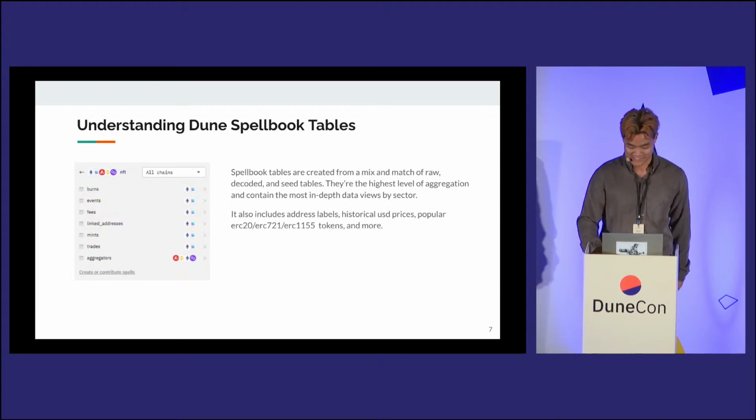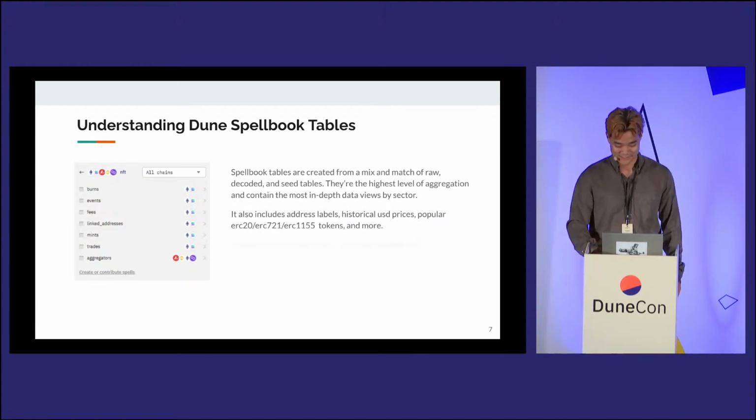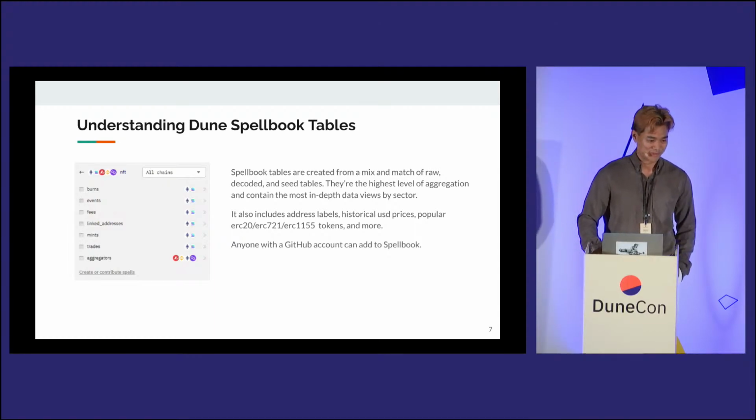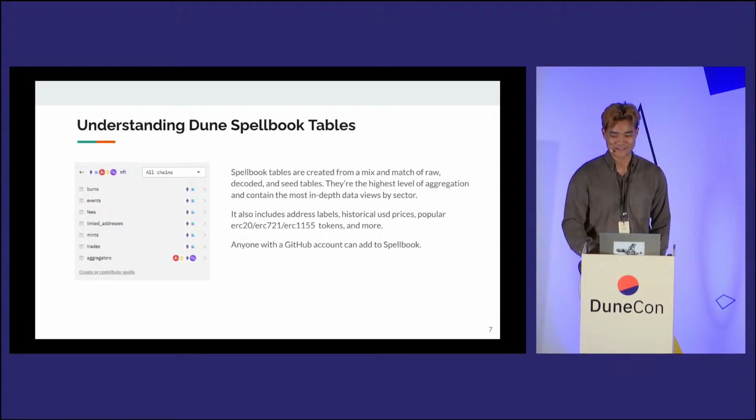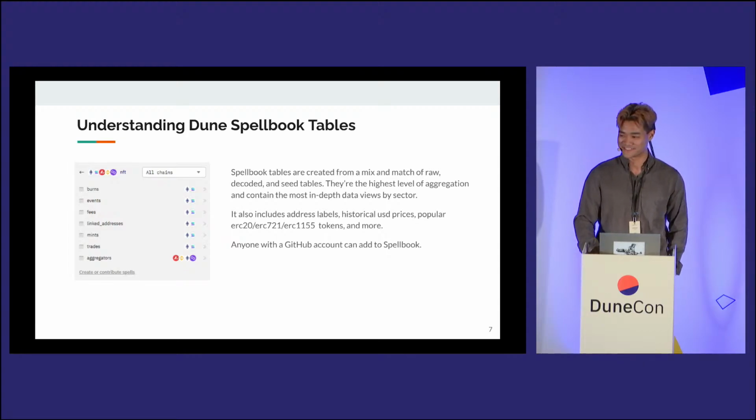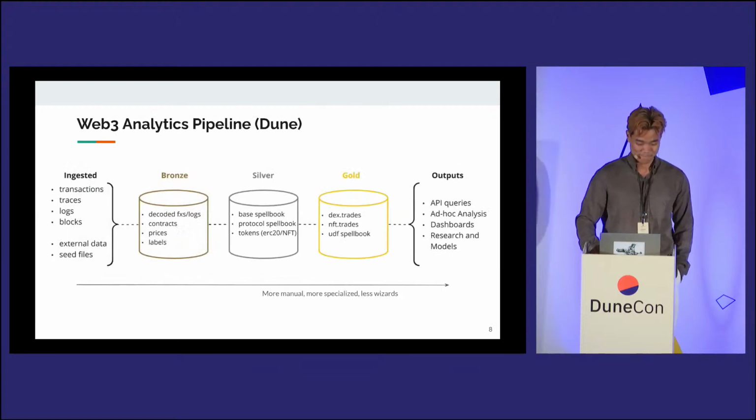Yeah, you have labels, prices, who's holding what ERC20 or ERC721 tokens, and more. Anyone with a GitHub account can add to Spellbook. There's no kind of gatekeeping to any of this, so don't be afraid to contribute. We're all fairly nice.